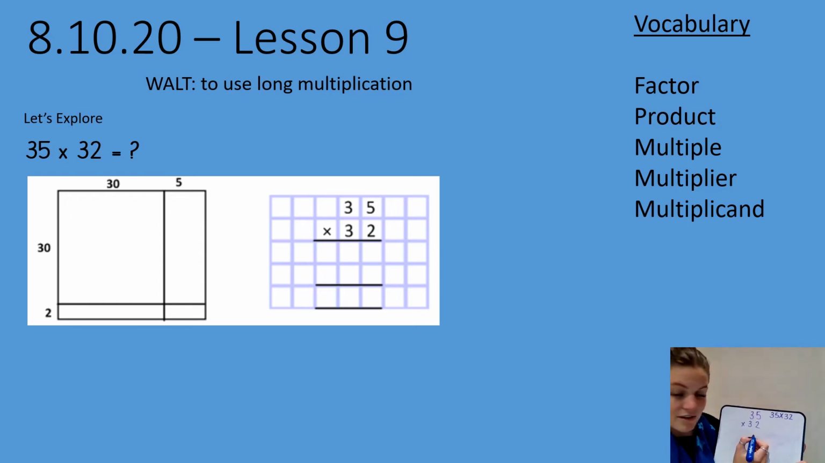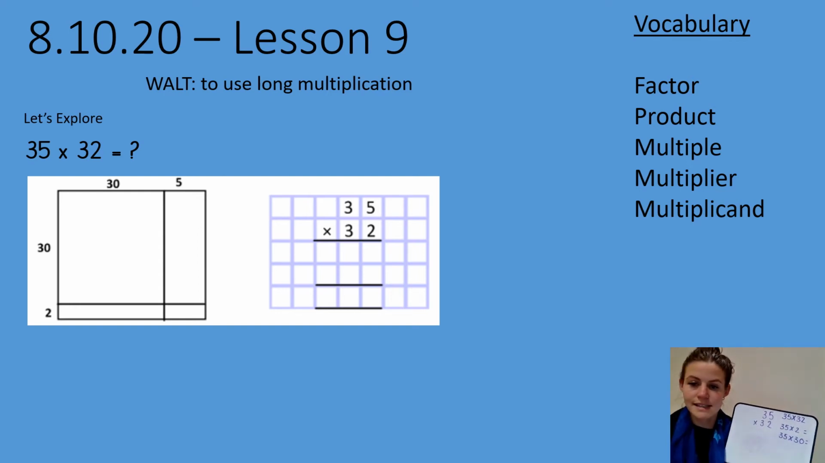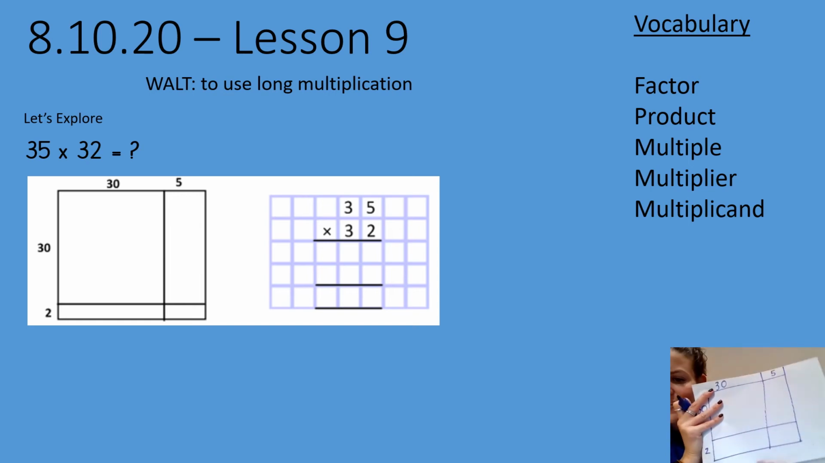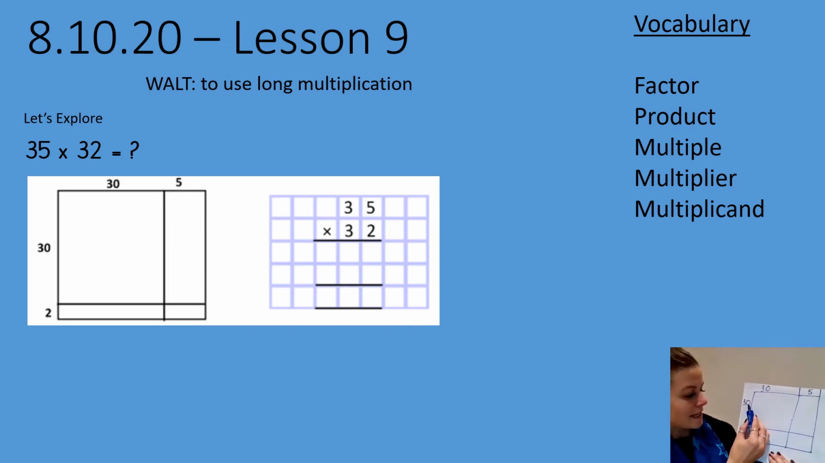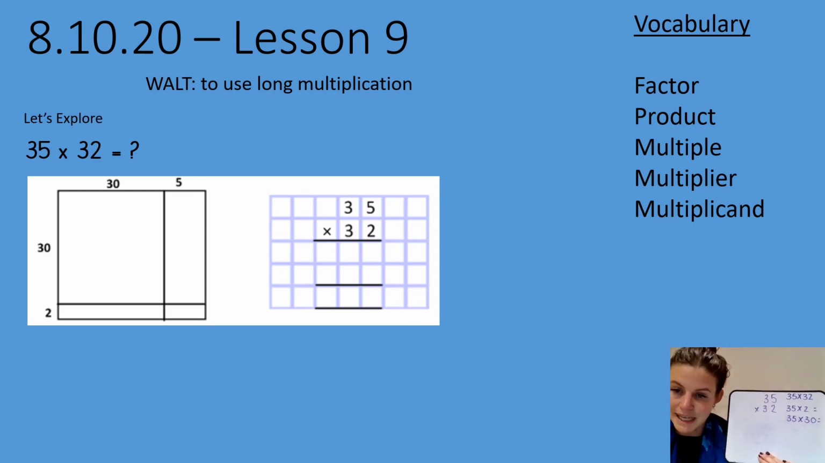I can also break that down even further and say that I am multiplying 35 by 2 and I'm multiplying 35 by 30. So that's partitioning my multiplier. I'm going to multiply everything by 2 first and everything by 30. And then I can also represent it like this. And this helps me understand a little bit where each part of my product comes from. So I've got 35 here, my multiplicand, multiplied by 32.